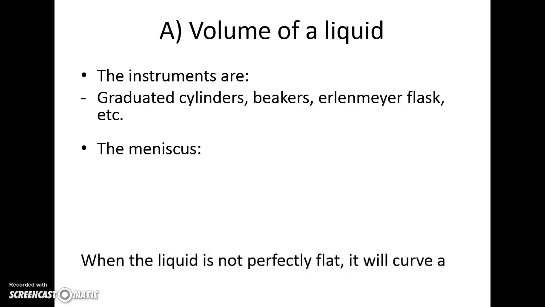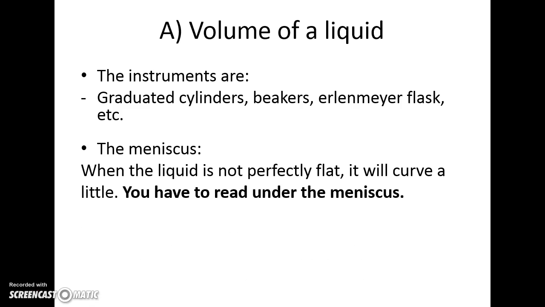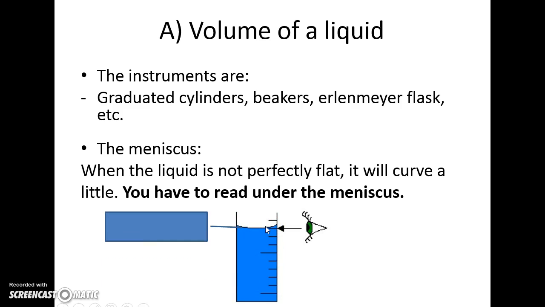When you look at a graduated cylinder, you have to make sure to look under the meniscus. The meniscus is the surface of the liquid. It's not perfectly flat. It will curve a little. Here's an example. See where the eyeball is? You have to make sure to look at the bottom of the curve and not the top. So the reading is right here where I'm pointing. So make sure in the lab when you take the measurements, you look under the curve. And that's what we call the meniscus.